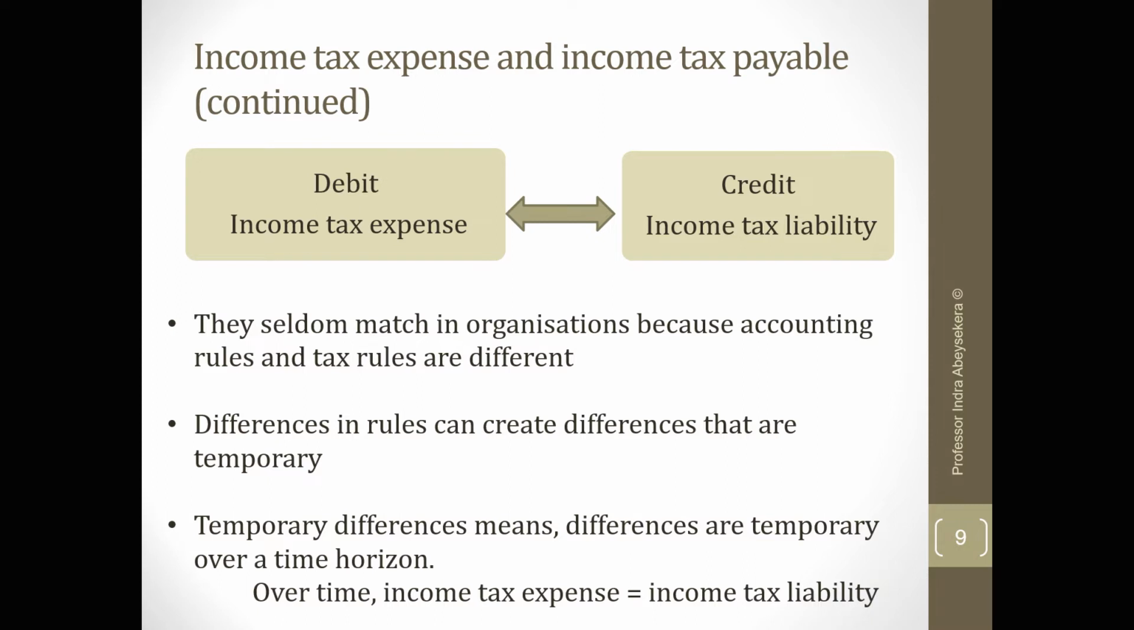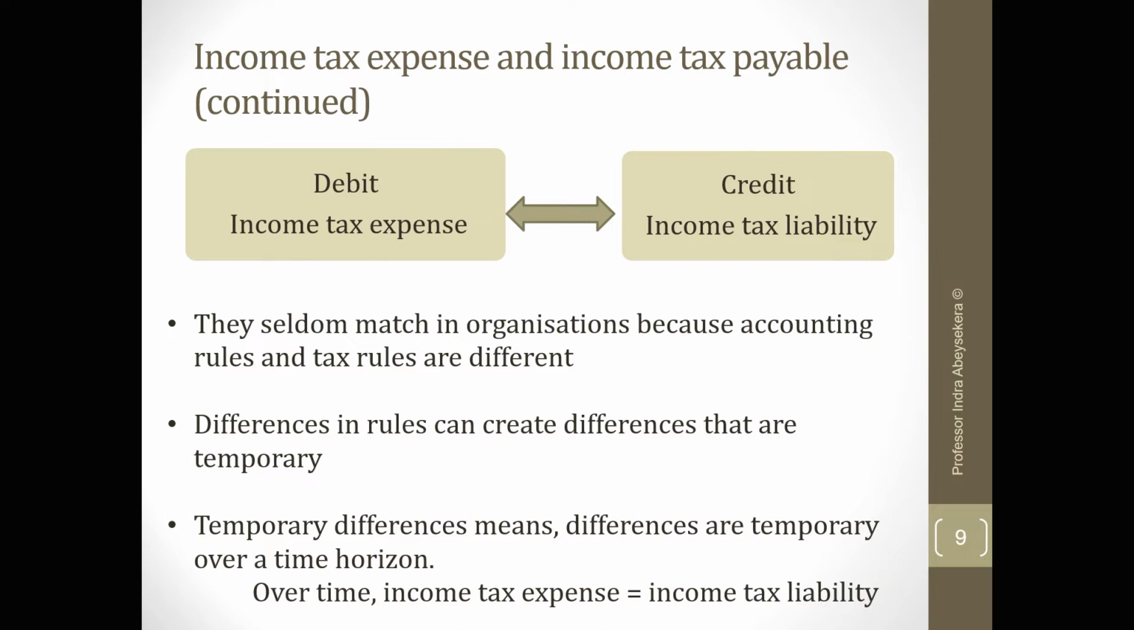So what we do is we debit income tax expense, we credit income tax liability, debit and credit. As I mentioned to you, they do not equal. But this unequal amount between the income tax expense and income tax liability arises mainly due to the differences in rules. But it is the same asset or the same liability that both paradigms consider.